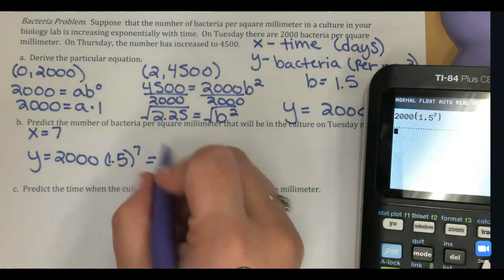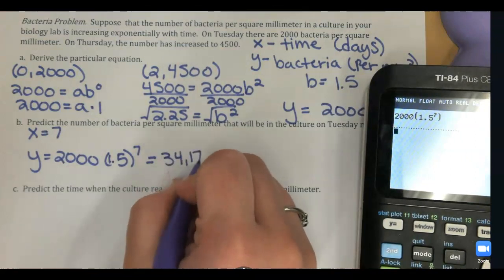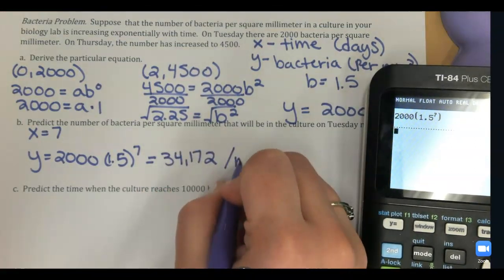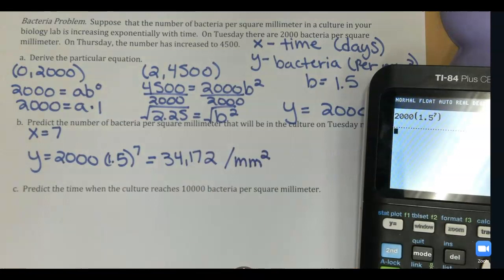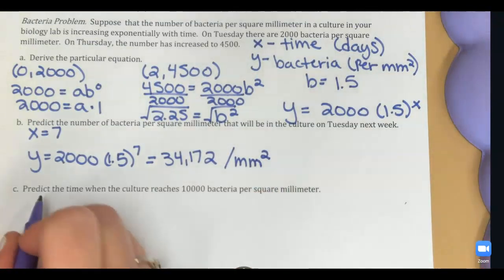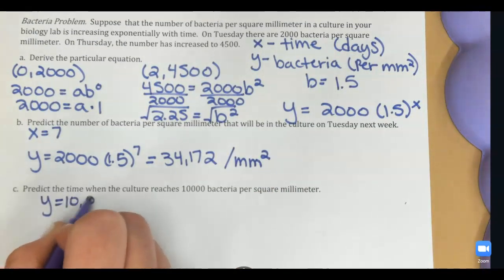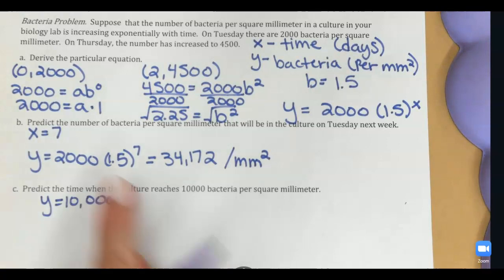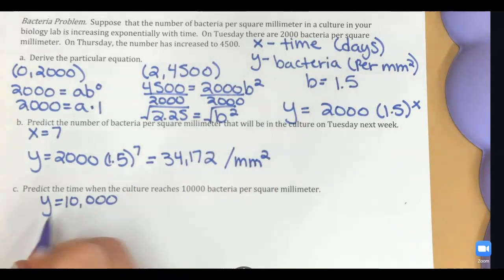And so just rounding to the nearest whole number, that's about 34,172 bacteria per square millimeter. Now, how can I predict the time when the culture reaches 10,000 bacteria? Well, that's saying when y is equal to 10,000. So I'm going to plug in 10,000 to y in my function.